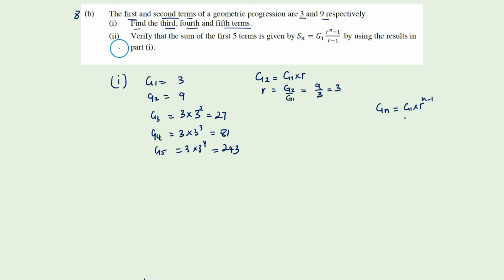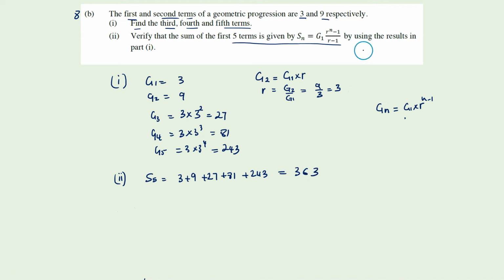Now we are told to verify that the sum of the first 5 terms is given by Sn by using the results in part i. Okay, so let us just do manually what the S5 is. So the S5 is just literally adding the first 5 terms. So that is 3 plus 9 plus 27 plus 81 plus 243. If you add this up, you will get 363.